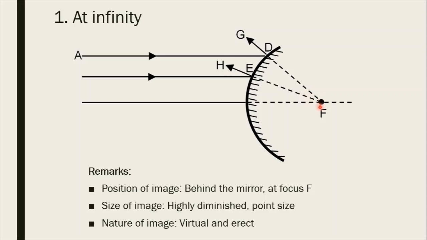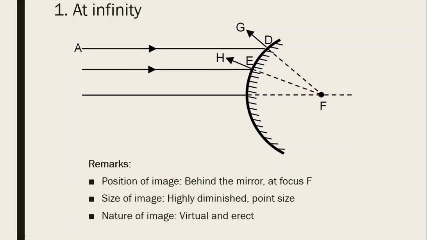Now the size of the image is that it is highly diminished. In fact, we see that it is a point-sized image. Now the nature of the image is that it is virtual and erect. Virtual obviously because it is on the other side, or it is behind the mirror.